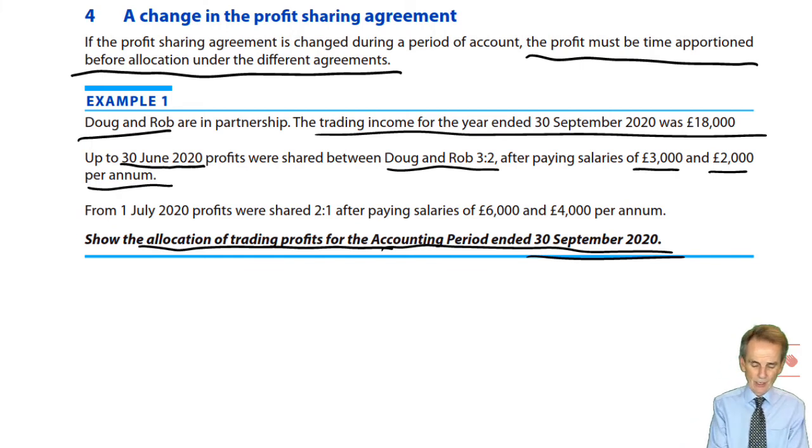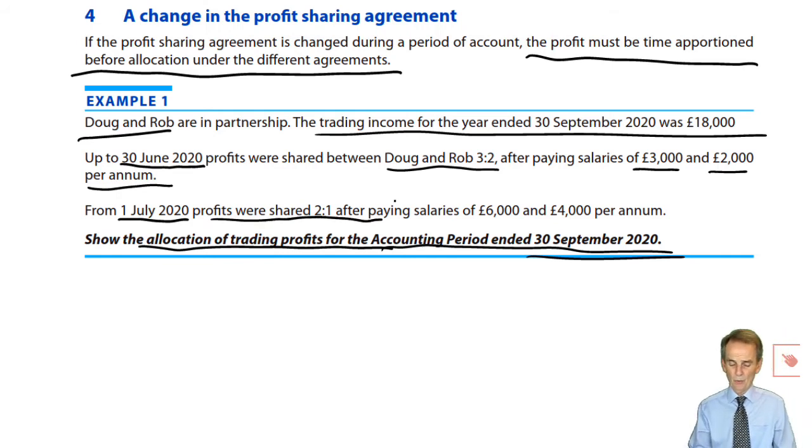But from the 1st of July 2020, we then change. Profits are now going to move to a PSR of 2:1 rather than 3:2, and the salaries have been increased to £6,000 and £4,000 per annum respectively.